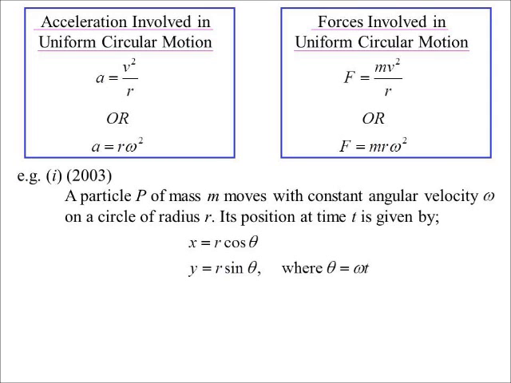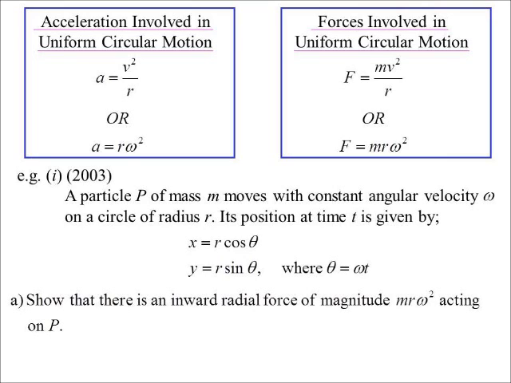Particle mass p, constant angular velocity, going around in a circle. It's giving us the parametric coordinates. Basically, it's the parametric coordinates of a circle, because we just say where's its position as it goes around. So similar to projectile motion, breaking it up into horizontal and vertical components. Show that there is an inward radial force of magnitude mr omega squared acting on p.